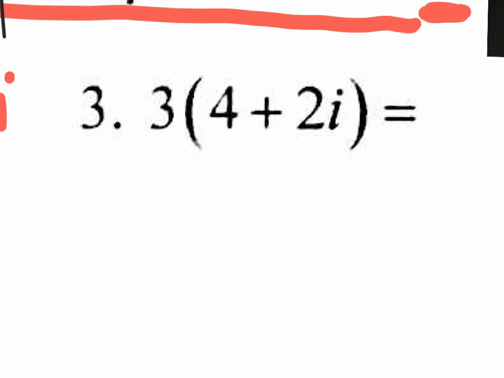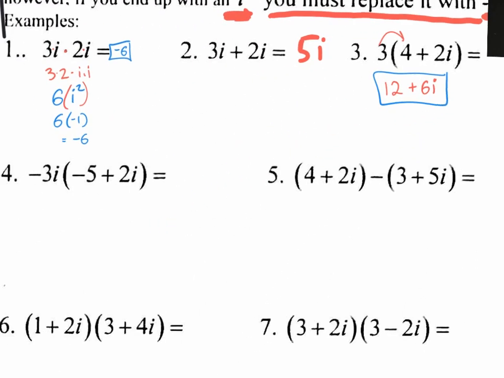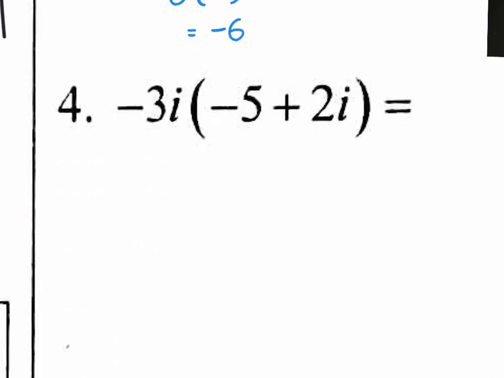What would you do? Distribute. What's your answer going to be? 12 plus 6i. Do you have an I squared here? No. So you're done. That's your answer. Again, the only thing you have to watch out for are I squares. When you have an I squared, change it to a negative 1. Okay, number 4 is good.